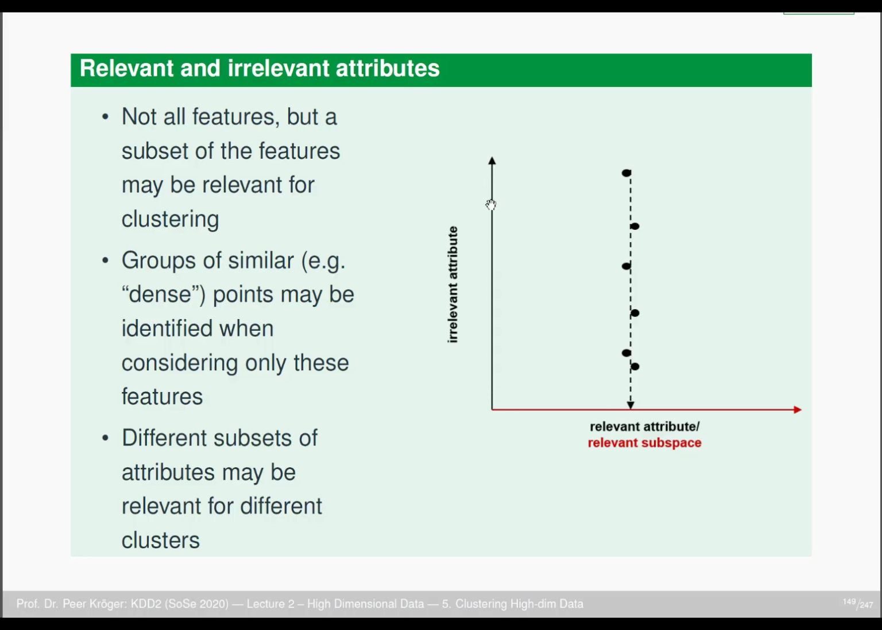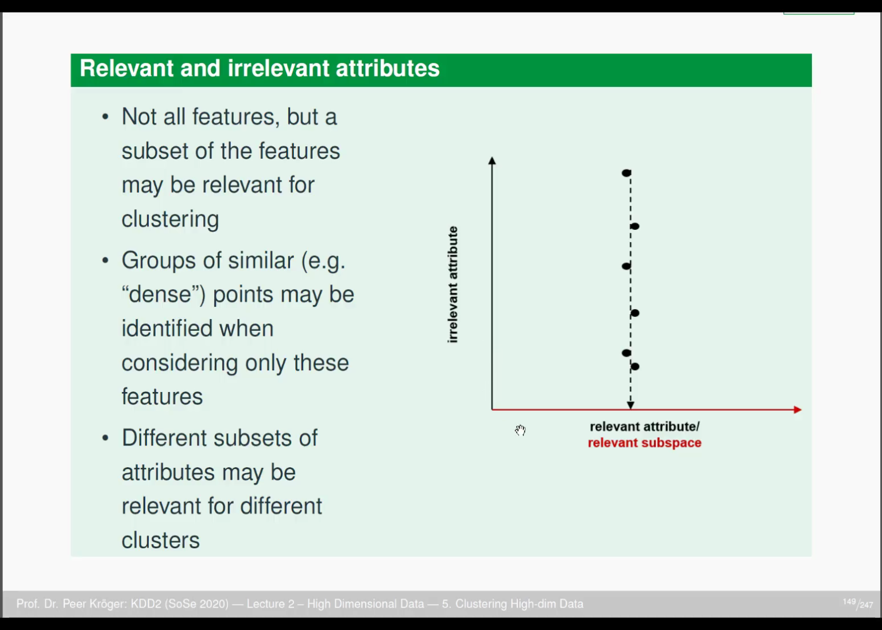Yeah? On the other hand, if you project them on the y-axis, they are spread all over, so they do not really form a cluster in that particular feature or attribute. Yeah? So we have only one relevant feature. We will sometimes call that a relevant subspace if we have a set of attributes, a set of features, and there are irrelevant attributes. Yeah? And groups of similar points may be identified only when we consider those relevant features and disregard the irrelevant features.